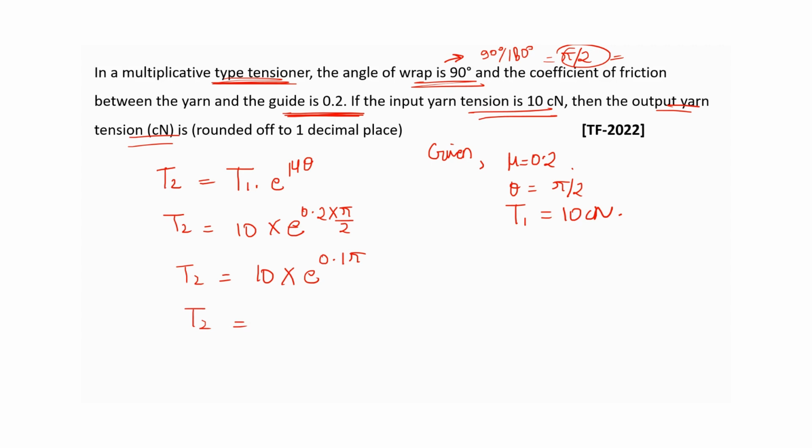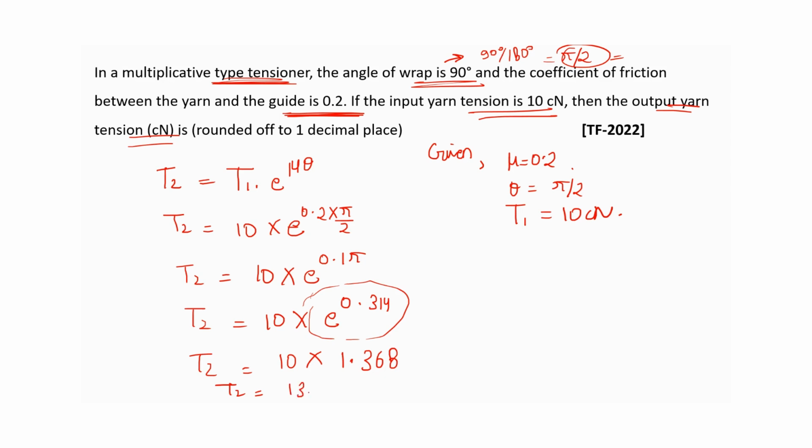Write the value of pi as 3.14, so e to the power 3 pi: write pi as 3.14 into 0.1, it will come out to be 0.314. If you solve this using a calculator, it will come out to be 10 into 1.368 units. You can easily solve this using the GATE calculator that is provided in the GATE examination.